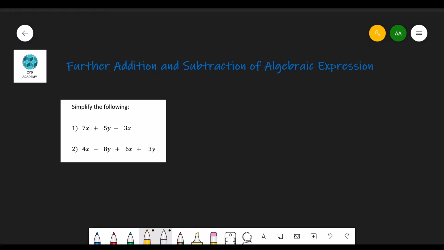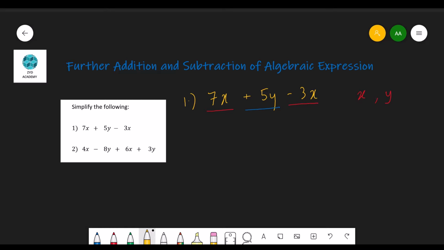For number one, the instruction is to simplify the following. I think we can do this easily: 7x plus 5y minus 3x. In this case, we have two types of terms. The first one is the x term, and the second one is the y term. When we want to simplify, we can only add or subtract like terms. In this case, x and y are different, so we cannot combine them.